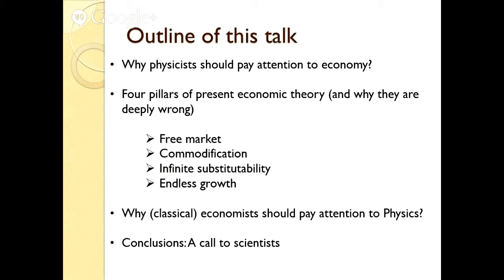First I'm going to introduce the four, and then I'm going to discuss in detail why they're wrong. So first, I will discuss free market, commodification, infinite substitutability, and endless growth. And finally, I will explain why classical economists should pay more attention to physics. And at the end, I will present the conclusions with a call to scientists to react.